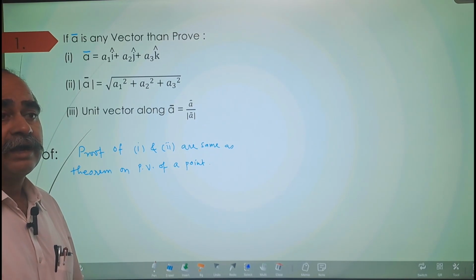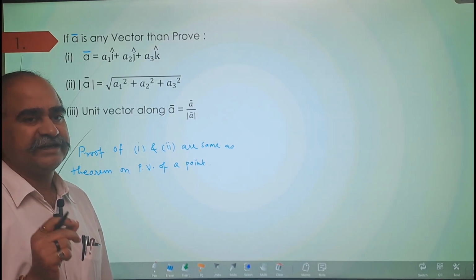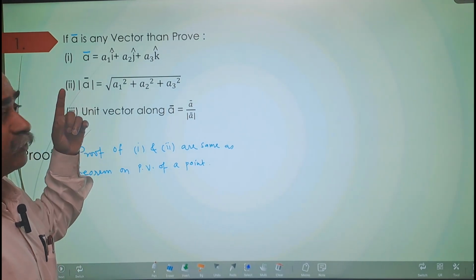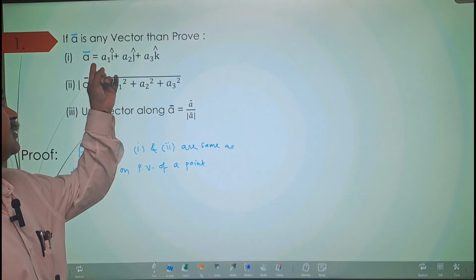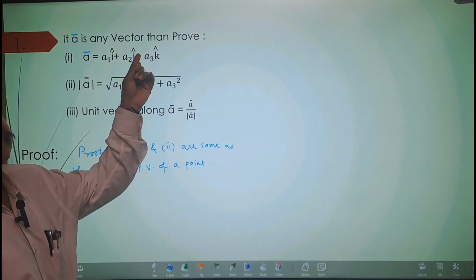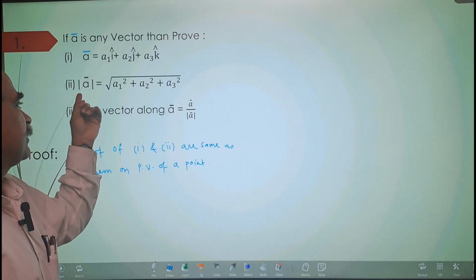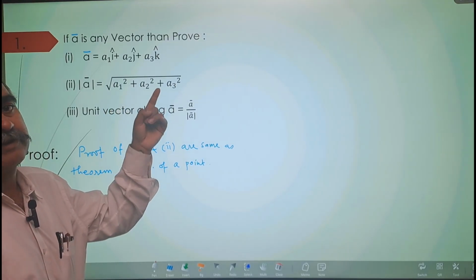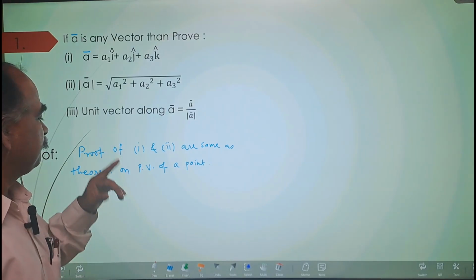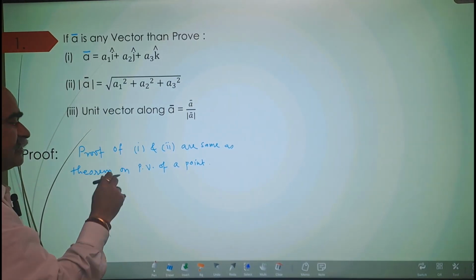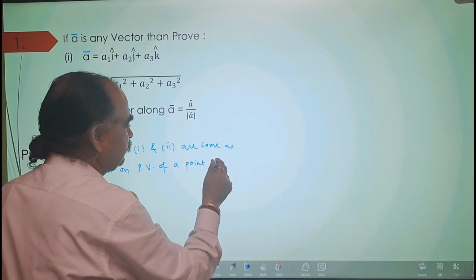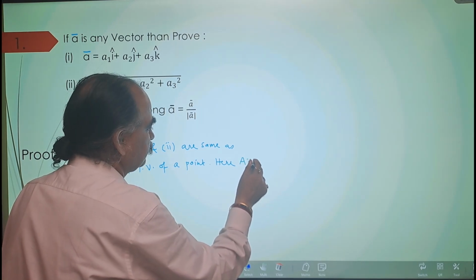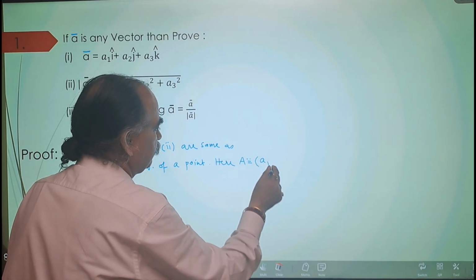If you remember, I gave if P has coordinate x, y, z, then OP bar, according to the note, OP bar is also P bar. So P bar is what? Xi plus Yj plus Zk. And magnitude of OP bar is same as magnitude of P bar, which is given as root x square plus y square plus z square. Now, same way, proof of 1 and 2 we have already done. Here A has coordinate A1, A2, A3.